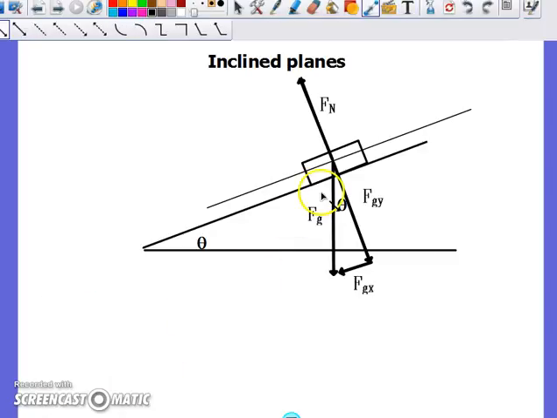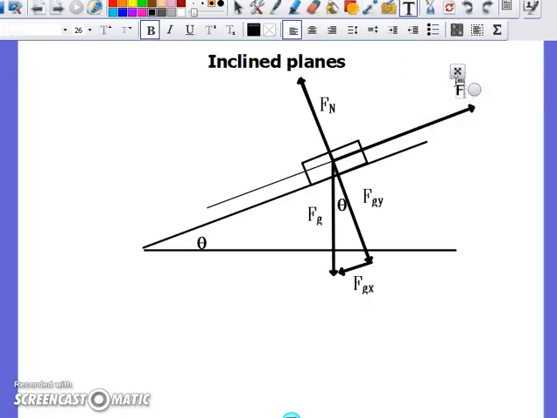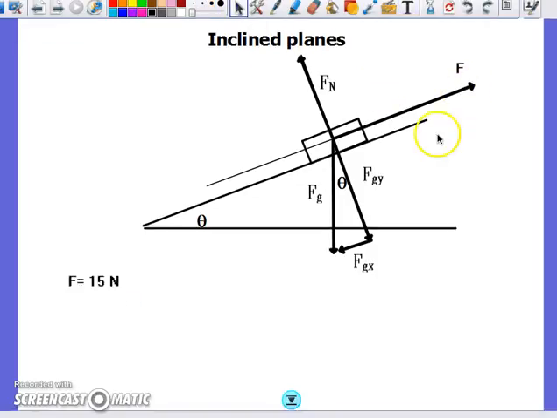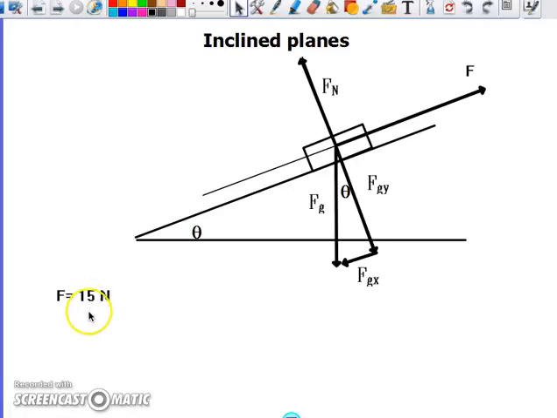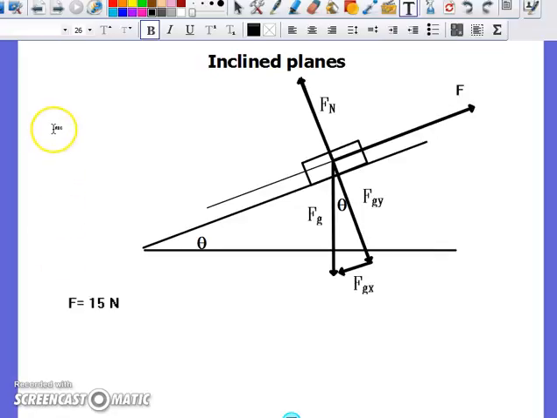Alright, in this example, we're actually going to apply another force up the incline, and we're just going to call that F. And let's say that the applied force here is up the incline and its magnitude is 15 newtons. We'll also say the mass is the same, 2 kilograms, and the angle is still 25 degrees.